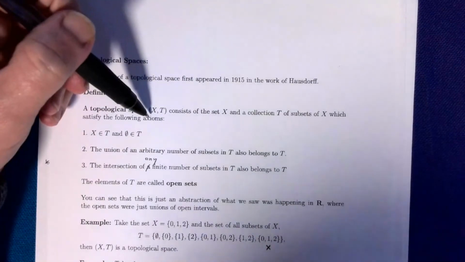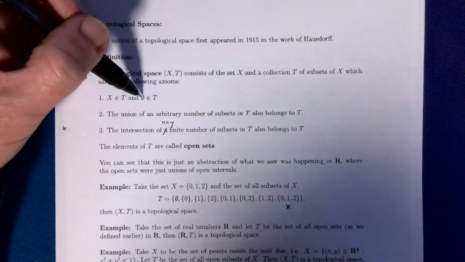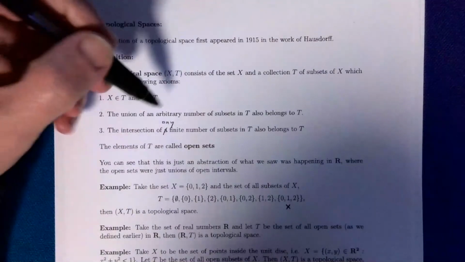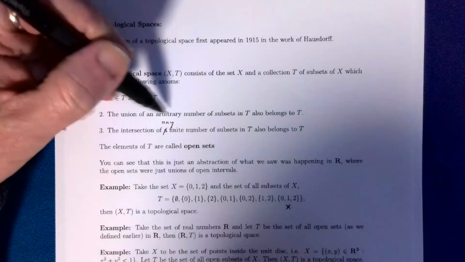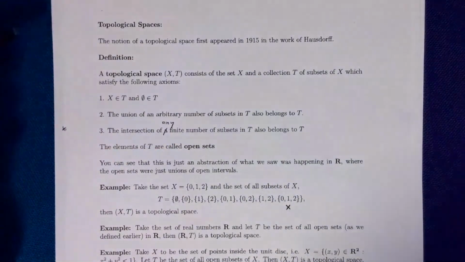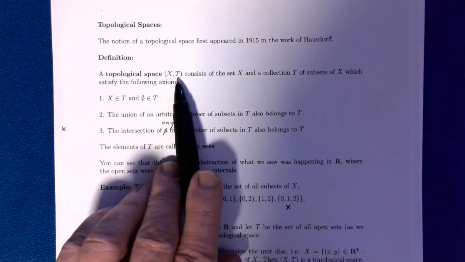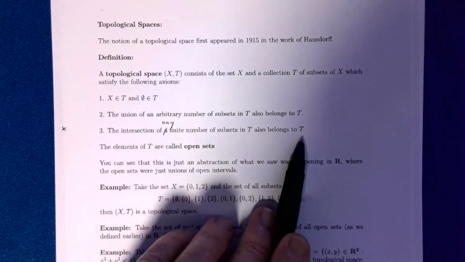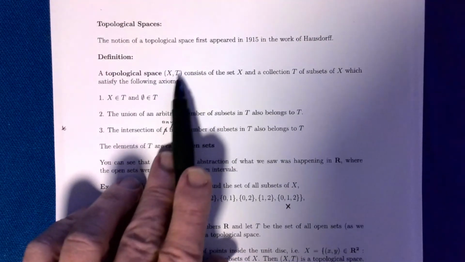And they must satisfy the following axioms. Firstly, the whole set X has to be in this collection T, and the empty set has to be in this collection T. Now we saw before that the union of open sets is an open set, and that works for an arbitrary number of subsets of T. So our second axiom is that the union of an arbitrary number of subsets of T also belongs to T. So you can take any number of subsets in here, take their union, and it'll still stay inside this collection T. The intersection of any finite number of subsets in T also belongs to T. So you can take any finite number of subsets in this collection T, take their intersection, and that will stay inside the set T. So those are the three conditions to be a topological space.